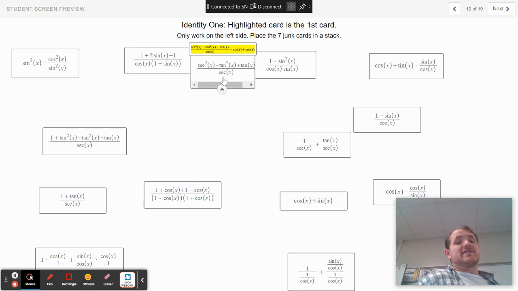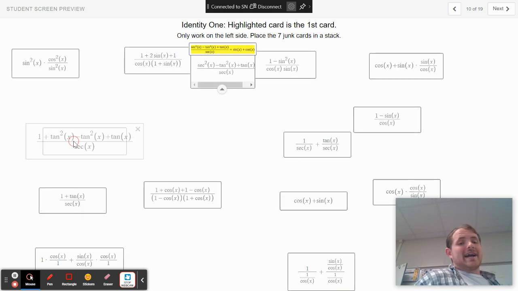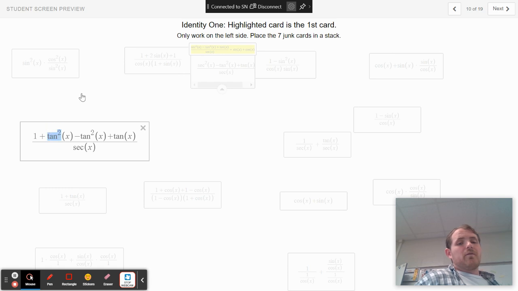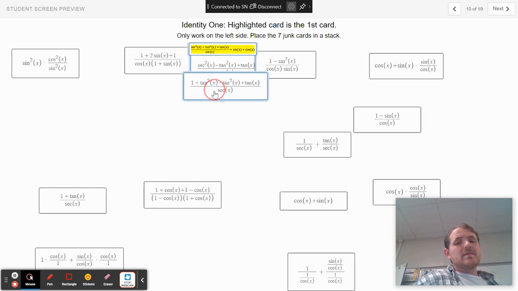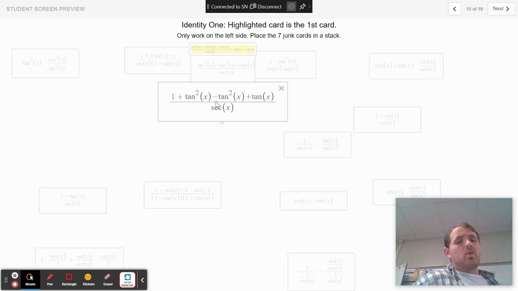Great question. There is no 1 right now. Yeah. So in this one right here, hopefully you can kind of see it. They replace this first secant squared with the 1 plus tangent squared right there. Okay, so that should be the first actual step.